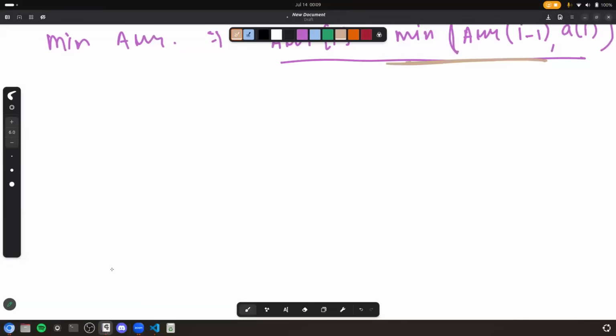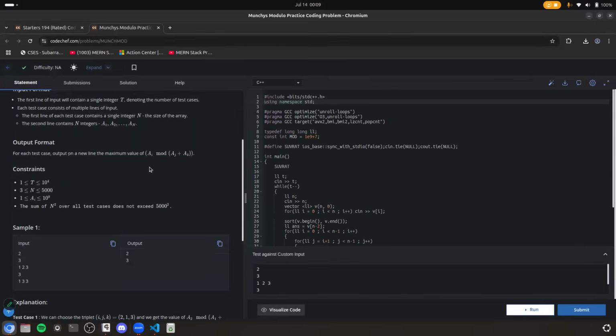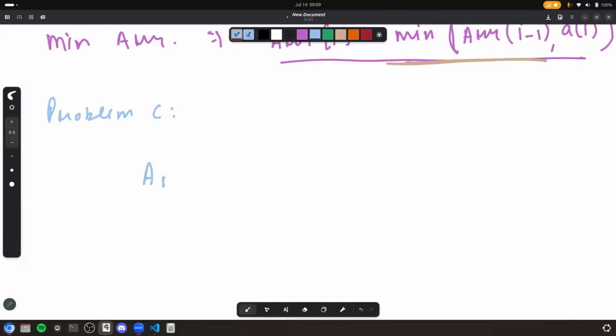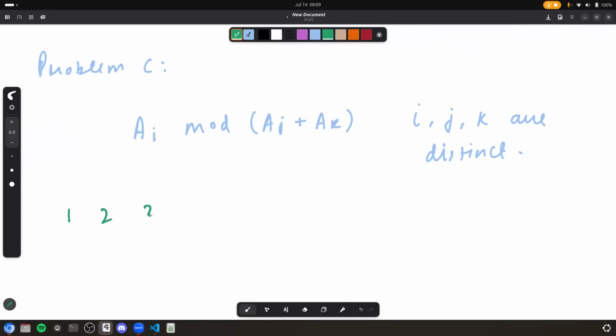Let's see, basically, this is problem C. So we need to maximize the value of A_i modulo A_j plus A_k, where i, j, k are distinct. That's it for the question. Let's see the test cases: 1, 2, 3 and 1, 3, 3.